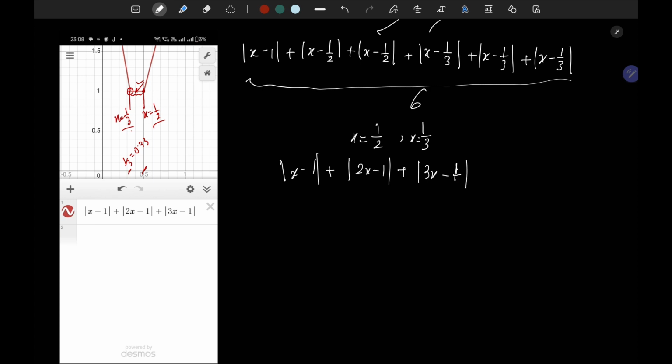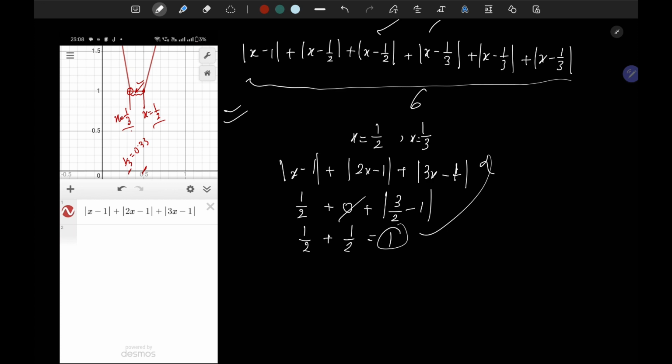Let's put x equal to 1/2. So this one becomes 1/2, this one becomes 0, and this one becomes 3/2 minus 1, or half. So from here we will have half, and the minimum value of this function is equal to 1. That is also evident from this particular graph. Now let's look at the main problem we had today.